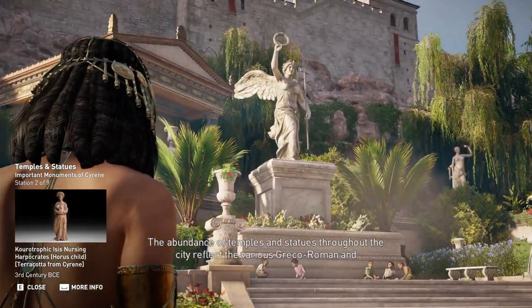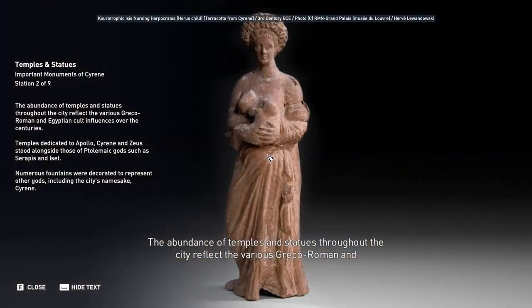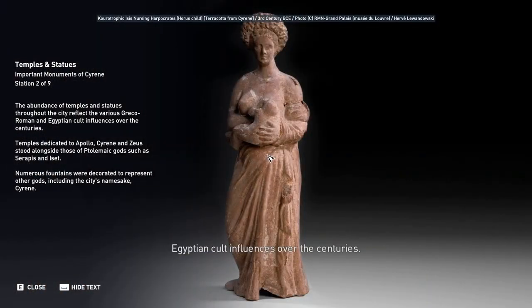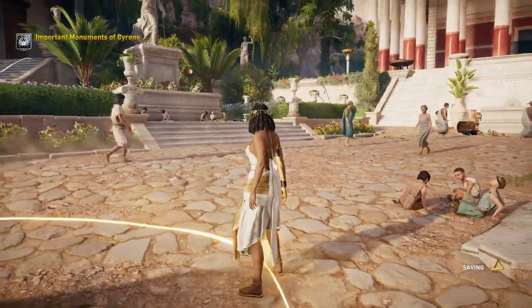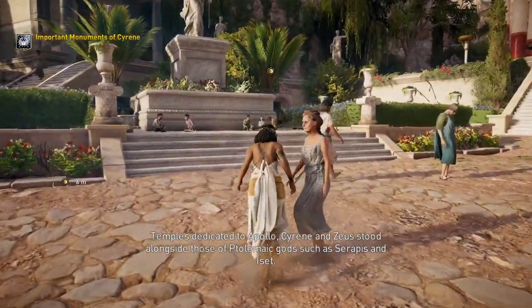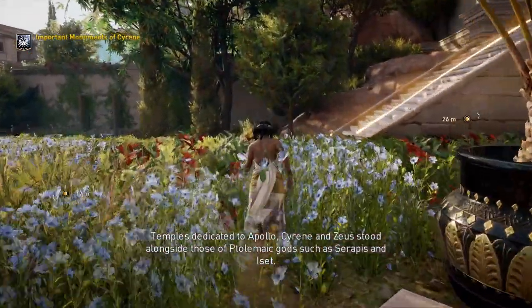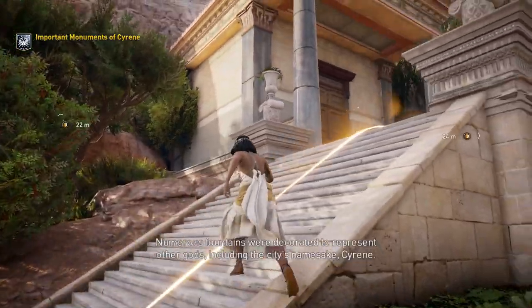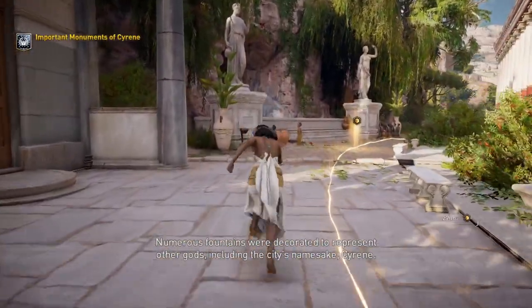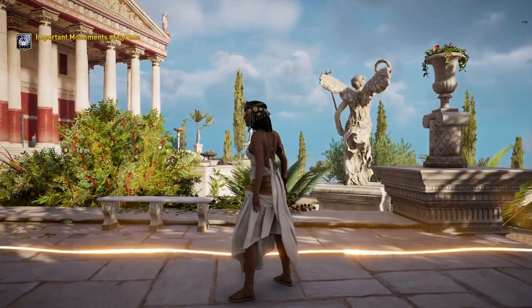The abundance of temples and statues throughout the city reflect the various Greco-Roman and Egyptian cult influences over the centuries. Temples dedicated to Apollo, Cyrene, and Zeus stood alongside those of Ptolemaic gods, such as Serapis and Isis. Numerous fountains were decorated to represent other gods, including the city's namesake, Cyrene.